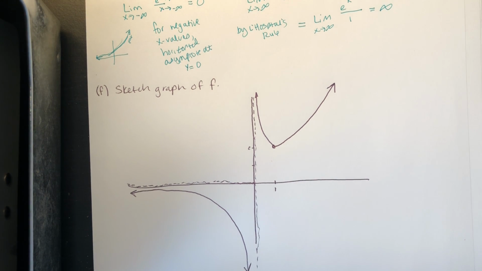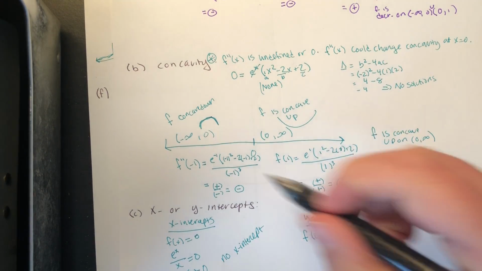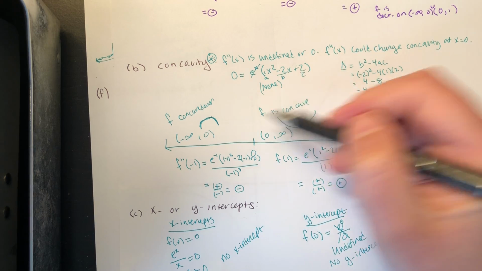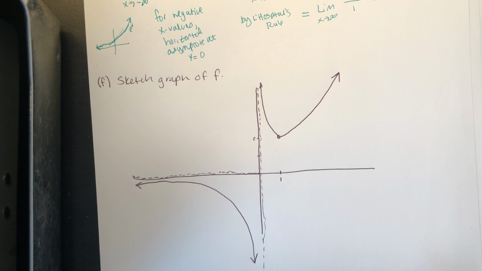All right, now does that fit with what we had for concavity? It looks like it does. For negative x values, the graph is concave down, and for positive x values, the graph is concave up. It's undefined at 0, so there's no inflection point, but this is exactly what it should look like.